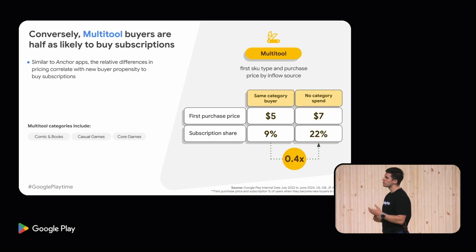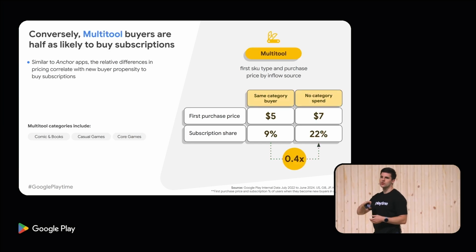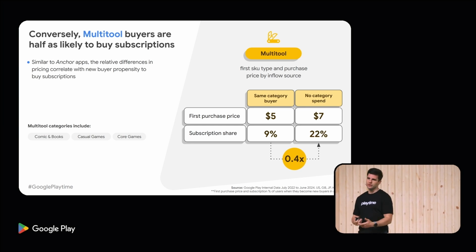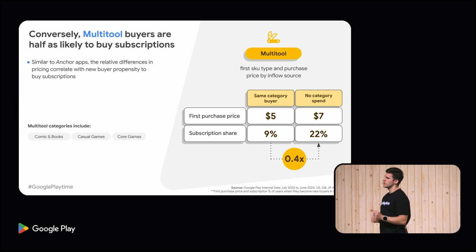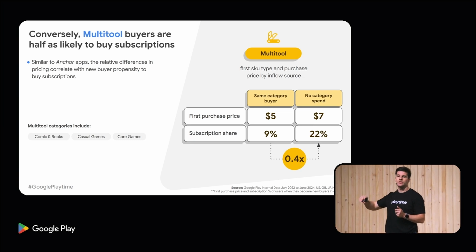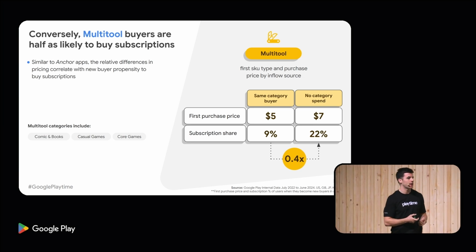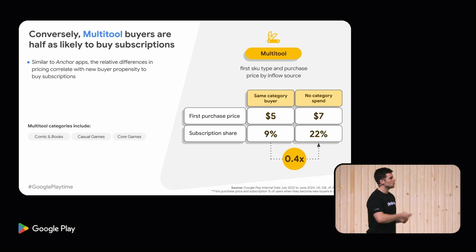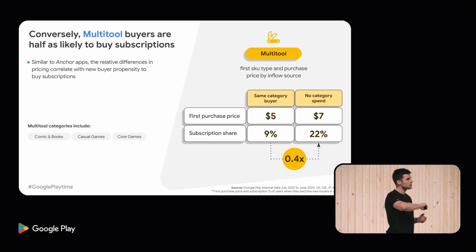Now, with the multi tool apps, we see kind of an opposite trend where buyers who had spent in the category before convert on subscriptions 9% of the time, which is less than half of the 22% for buyers who hadn't yet spent in the category. So I find these trends within the buckets pretty interesting, but also kind of fascinating how different they are across the buckets, right?